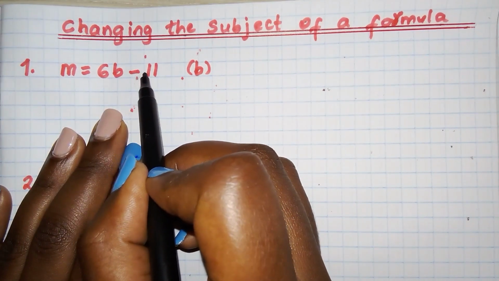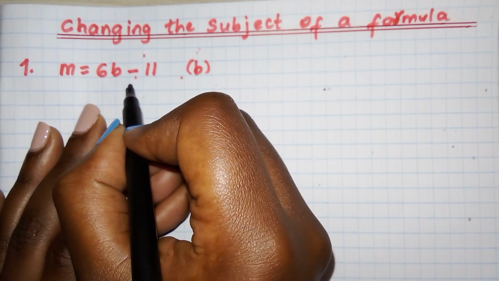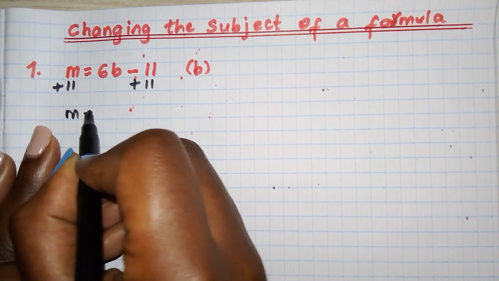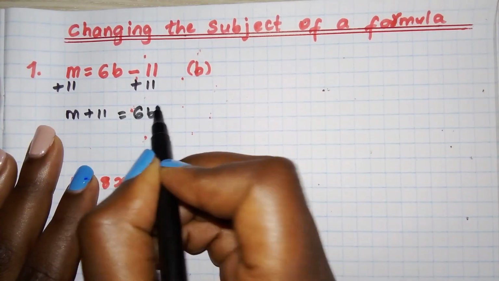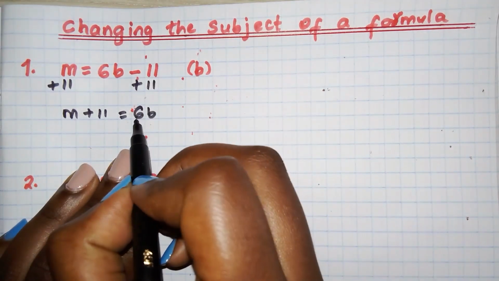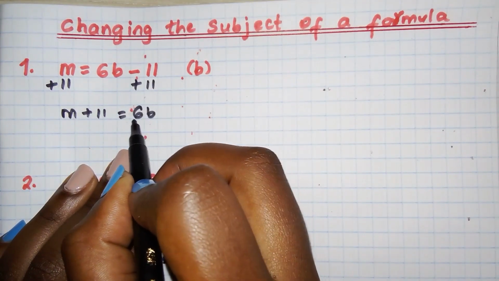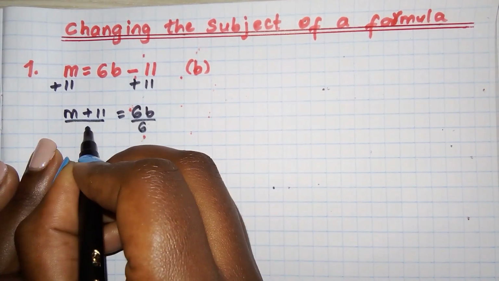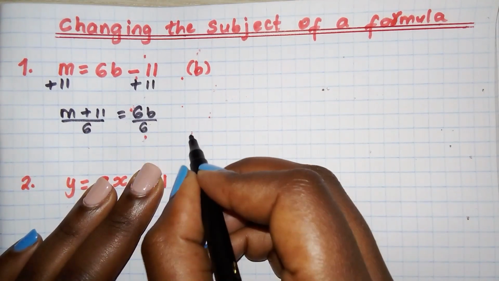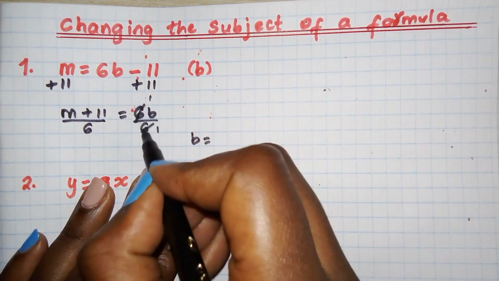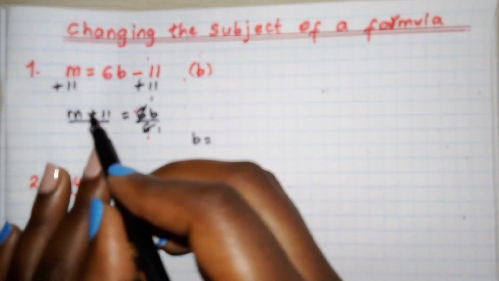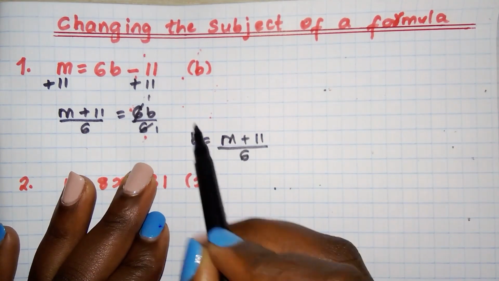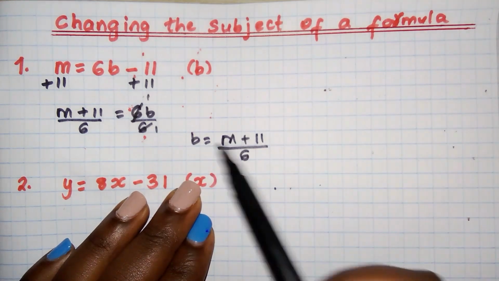We're going to start with the 11 and do the opposite of negative 11 on both sides, so plus 11 on both sides. Here we're left with m plus 11 equals 6b. The aim is to make b standalone, but it is now attached to 6. So the opposite of times 6 will be division. So divide both sides by 6. So b equals, 6 divided by 6 is 1, so you're left with b on that side. And on this side you're left with m plus 11 all over 6. So that's the answer: b equals that. You've made b the subject of the formula.